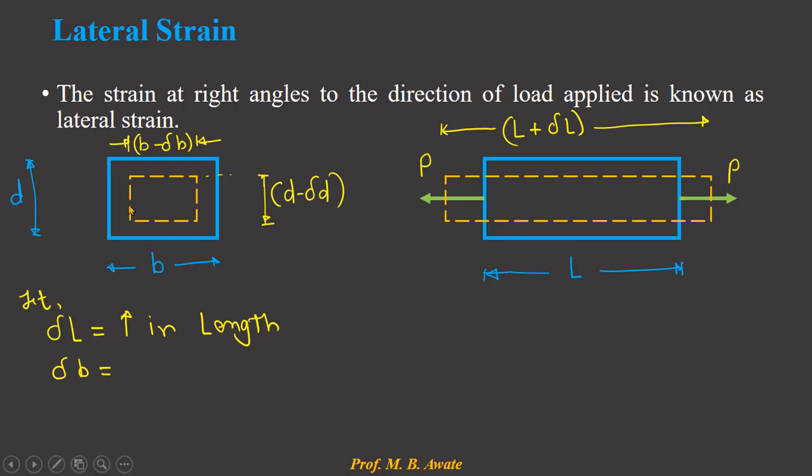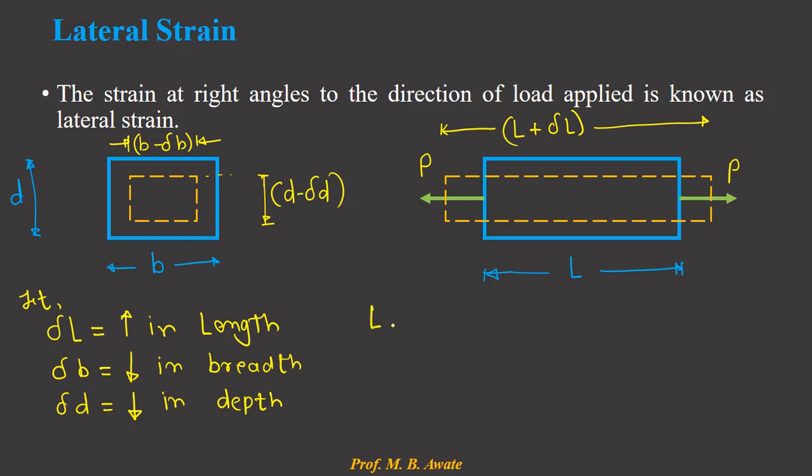Now delta B is nothing but, you can see here its breadth has been decreased, so delta B is nothing but decrease in breadth, and you can see here its depth has also been reduced. So by how much amount has it been reduced? It has been reduced by an amount delta D. So I can say that delta D is nothing but decrease in depth.